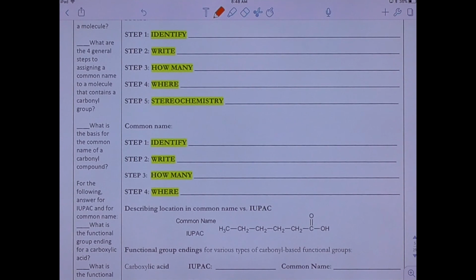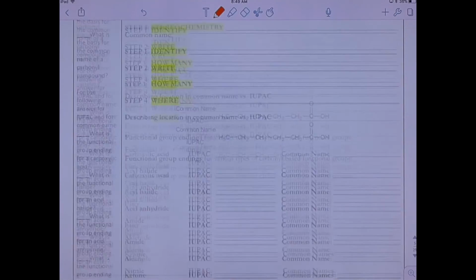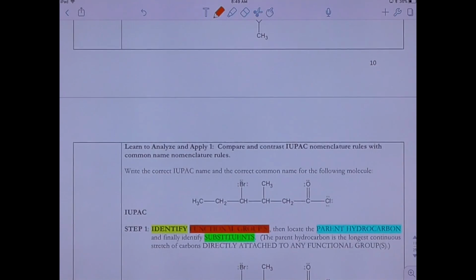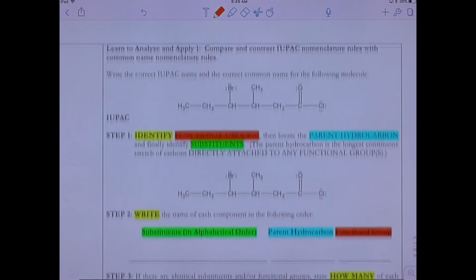For common name, it's going to be the same exact kinds of steps where you identify everything and then write the name. The name is always going to be based on the carboxylic acid, and I'll go over this in more careful detail tomorrow. And then step 3, say how many, and step 4, say where, but you don't use numbers in common name. You use alpha, beta, gamma, delta. You don't start with the carbonyl compound. There's a lot of differences there with the common name that we've got to sort out. But I just want to show you real quickly how to apply this on page 11.